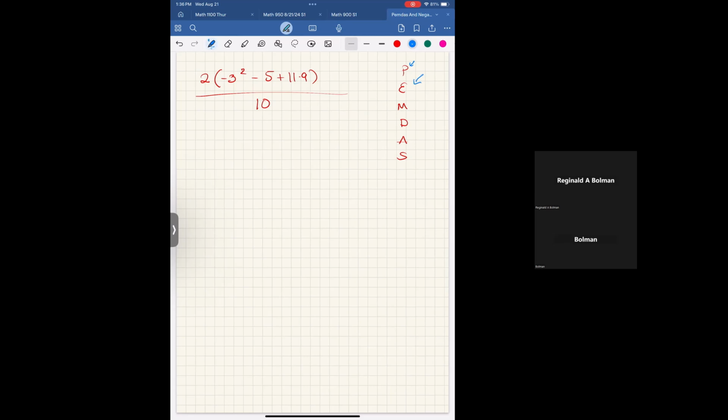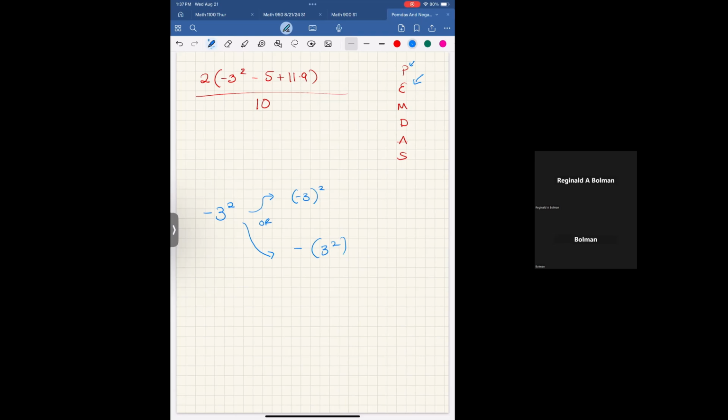The second thing we need to do is focus in on the exponents, if any exist, and there are exponents in this case. We've got this -3 quantity squared, and this is where things can get tricky for students. Students should know that there are a number of ways that you can interpret this symbol here, because I could interpret this as -3 quantity squared, or I could interpret this expression as -3 squared.